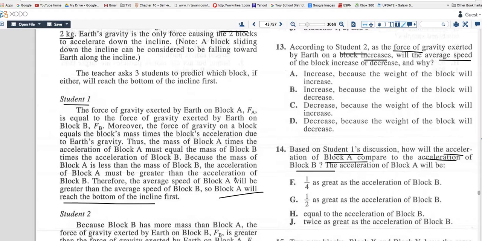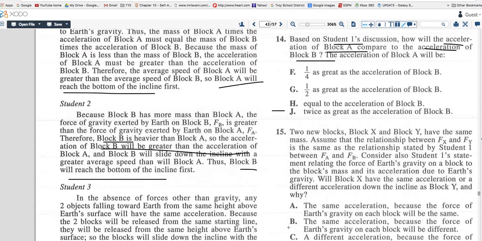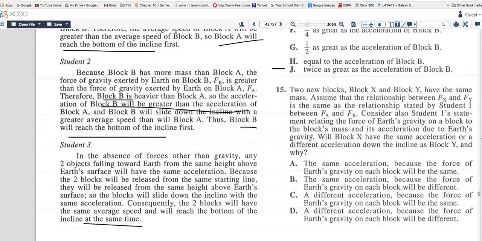Perfect. And which answer choice is that? G. Perfect. Okay, so you say block A will reach the bottom first. So we know block A is accelerating faster, and as he said, there's only one answer choice that puts block A going faster, which is J. All right, 15. Lot of reading here, but what is the fundamental question they're asking?